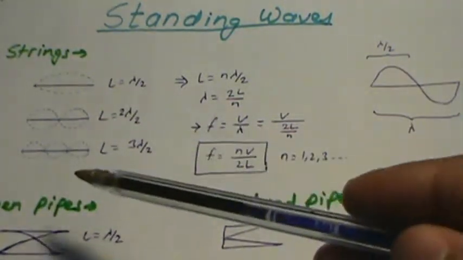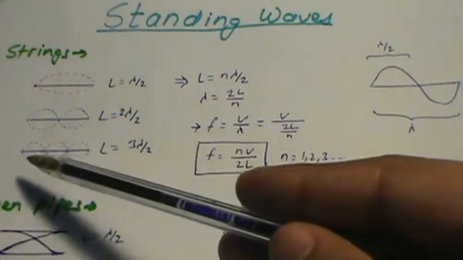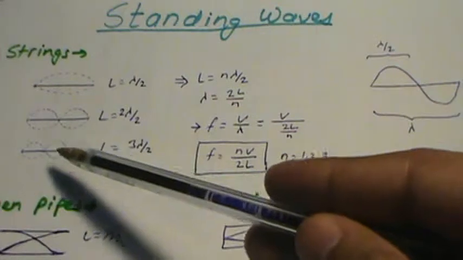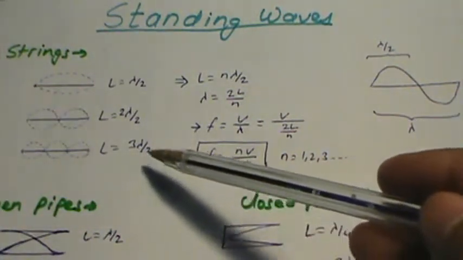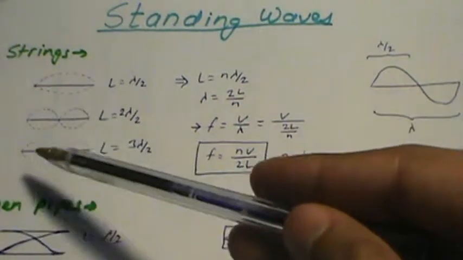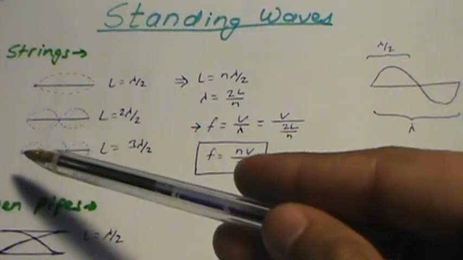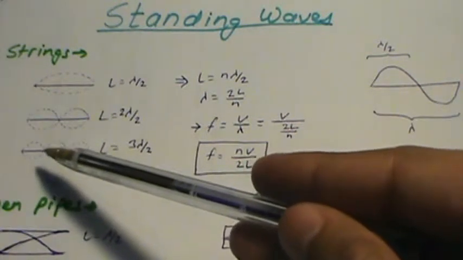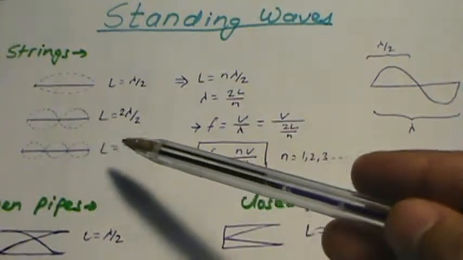Now someone could pull it in such a way that you see three bulbs. This part moves up and down, this part moves up and down, and this part moves up and down, and in this case L equals 3 lambda over 2. Now you can see why. I already talked about how one bulb would be lambda over 2. Now it has 1 lambda over 2, 2 lambda over 2, and 3 lambda over 2, so L equals 3 lambda over 2.